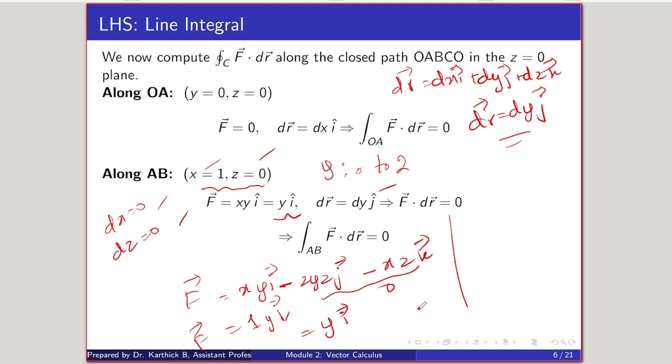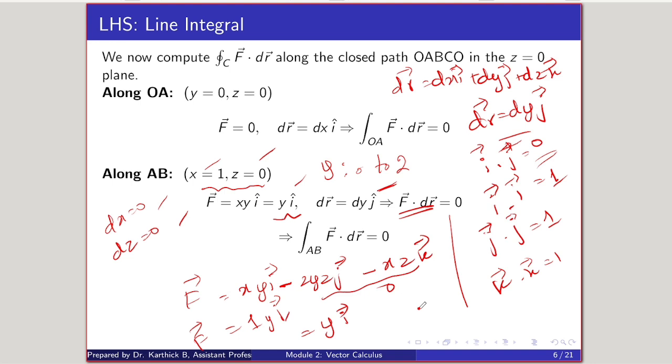And when we are going for this evaluation, we know that i vector dot j vector will be 0 with respect to dot product. If it has the same value, we will get 1. So i vector dot i vector will be 1, j vector dot j vector will be 1, k vector dot k vector will be 1. Any other combination of i, j, k returns 0. So clearly here it is i vector, here it is j vector. Definitely while multiplying the dot product, we get 0. So on the curve AB, we are getting 0.